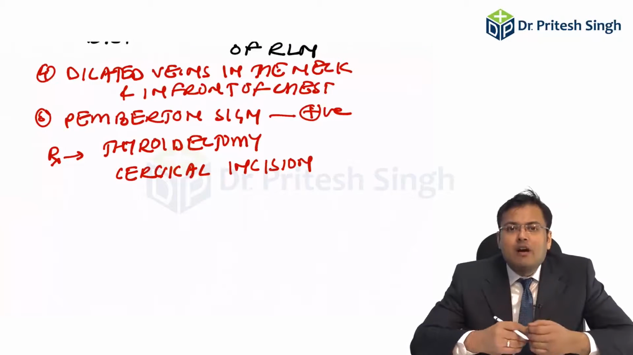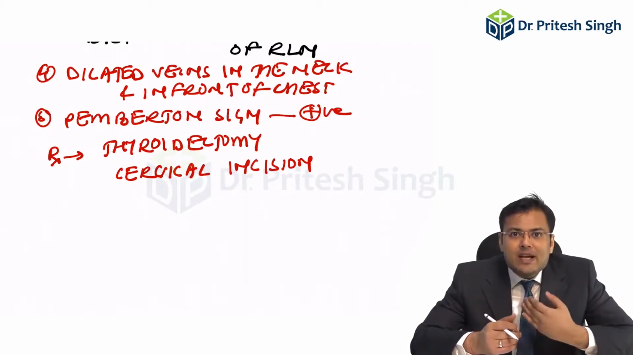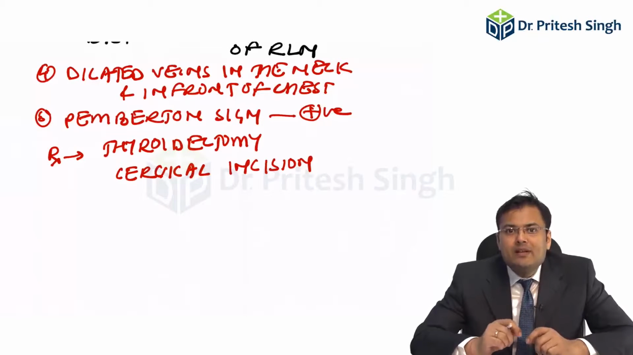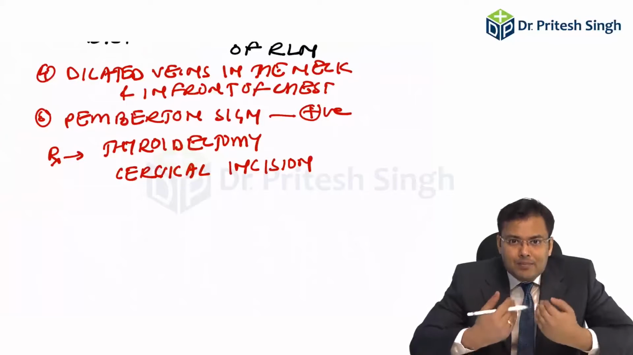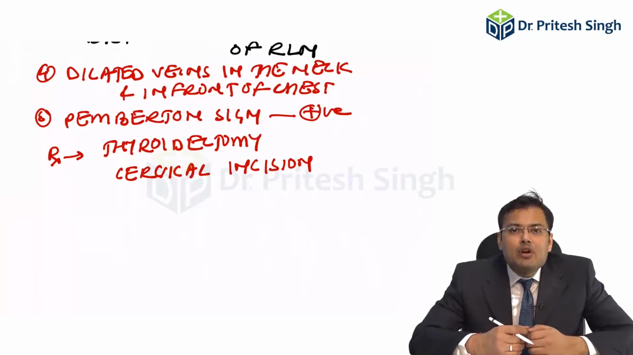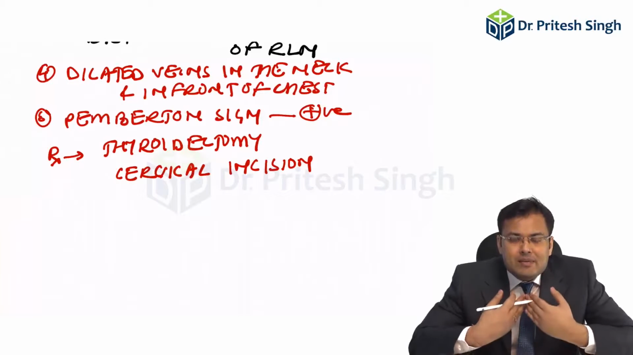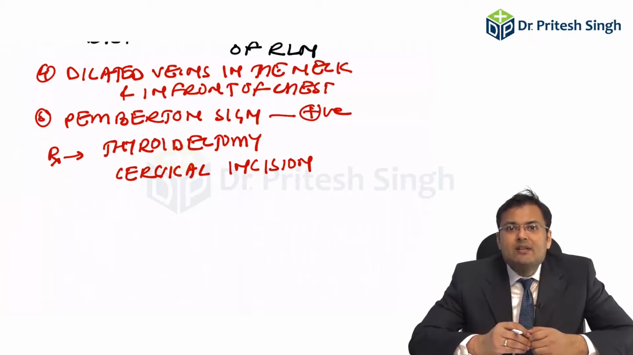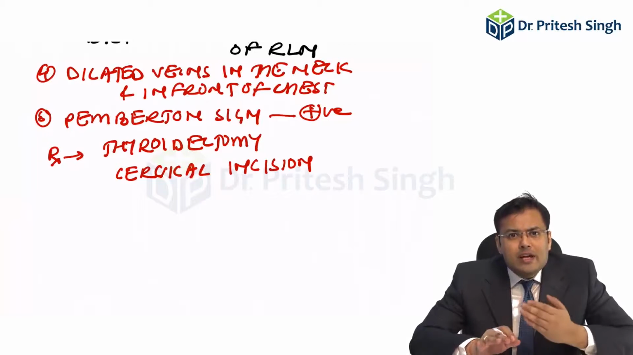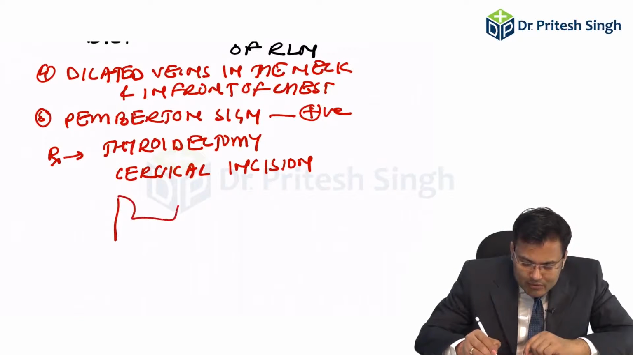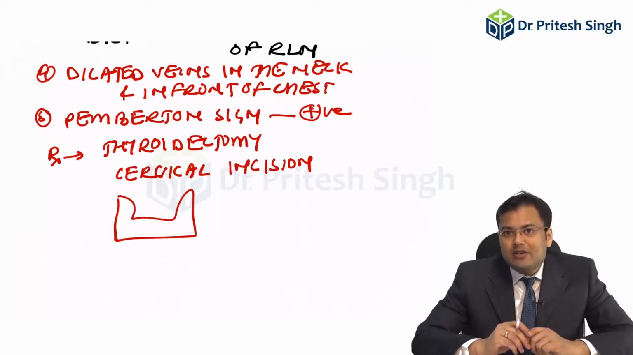It is the amount of radioactive iodine taken by the thyroid within a stipulated period of time, that is 6 to 24 hours. I'm repeating. Radioactive iodine uptake is the amount of radioactive iodine taken by the thyroid within a stipulated period of time, that is 6 to 24 hours.